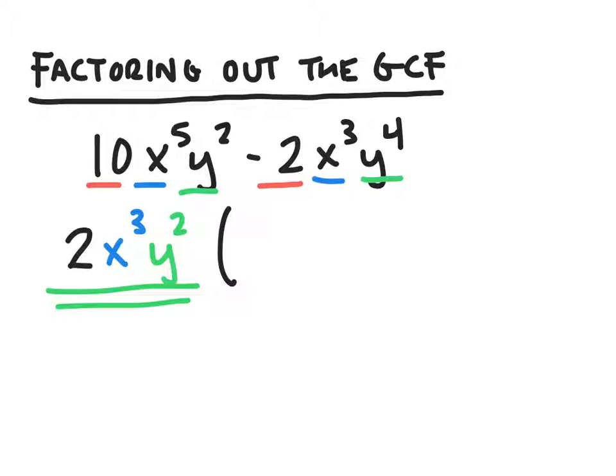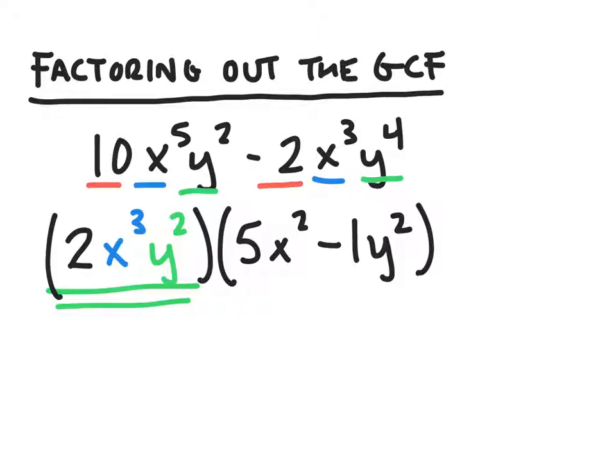Now, to get the other factor that would multiply with this one, we divide it into both of those terms. 2 into 10 is 5. X to the 5th divided by x to the 3rd is x squared. And the y squareds divide out. In the next one, negative 2 divided by 2 would be negative 1. X to the 3 into x to the 3 leaves us with no more x's, and then y squared into y to the 4th is y squared.